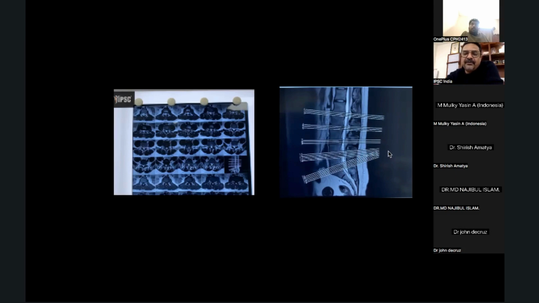So when we go inside for the alpha S1, if we parallelize the end plates, that will give us the exact clue where the fragment is lying. Because whatever you see on the MRI is based on this angulation. So this is what I normally do. I go for the parallelization and then I go inside.